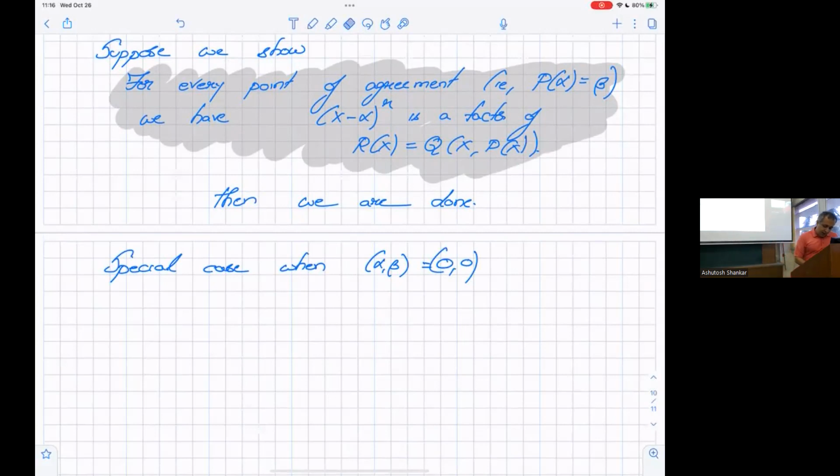What do we then have? We then have that R of x, which is Q of x comma P of x. What is this? Let's stare at this. What's the constant term in P of x? It is 0, because the point is alpha beta. So the special case, let's do that first.